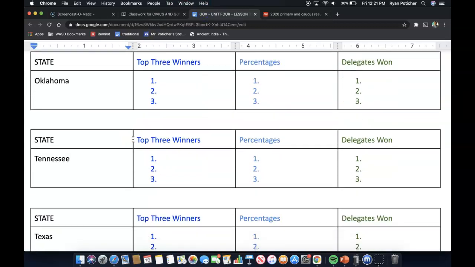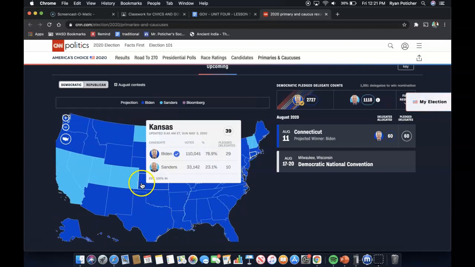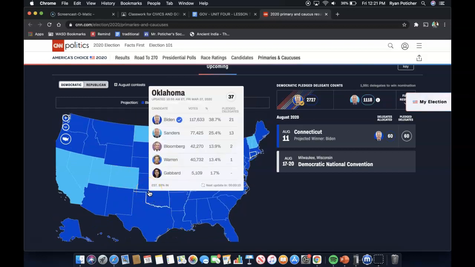Next, let's go to Oklahoma. Oklahoma is located right over here. Joe Biden won Oklahoma, followed by Bernie Sanders, followed by Mike Bloomberg. Joe Biden won 38.7% of the vote, followed by Bernie Sanders at 25.4%, followed by Mike Bloomberg at 13.9%. Biden won 21 pledged delegates, Sanders won 13 pledged delegates, Bloomberg won 2 pledged delegates, and in this way, that's the state of Oklahoma.